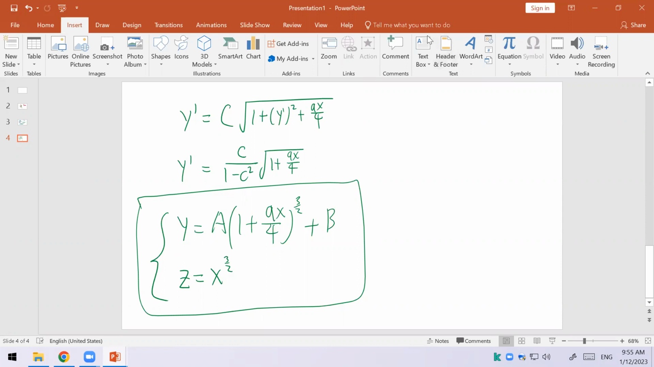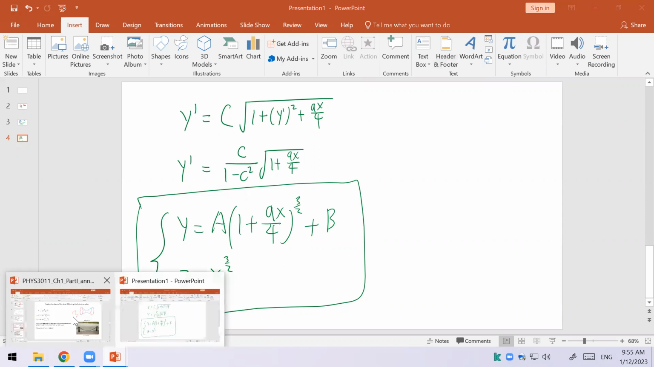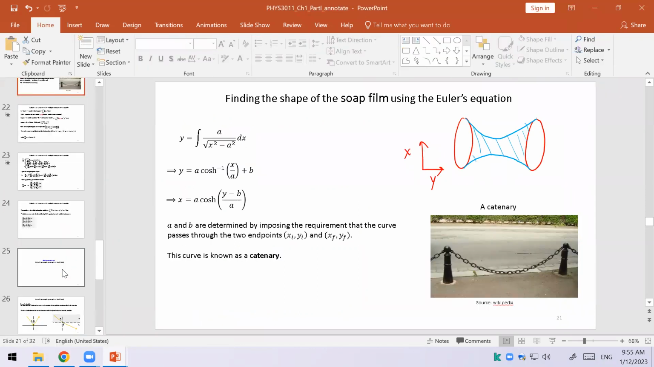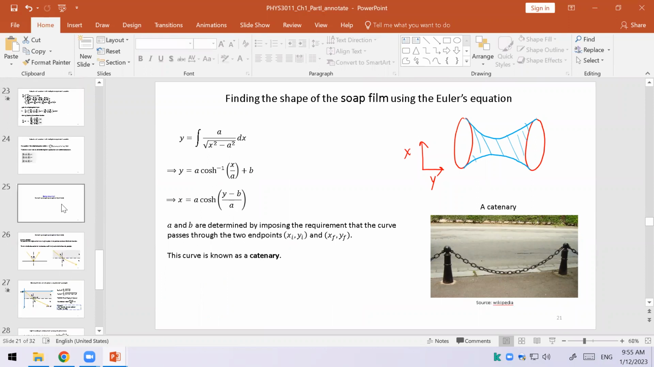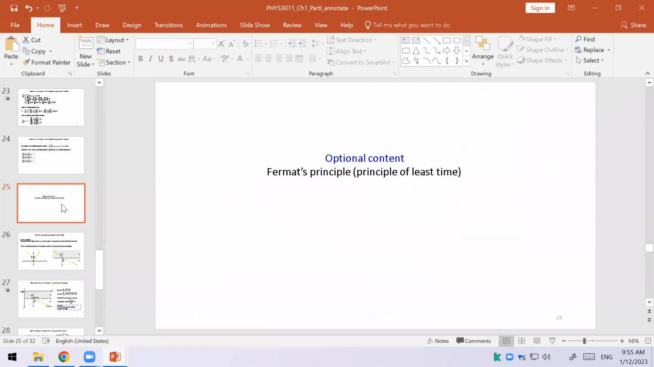Okay, so now let's move on to the next part of chapter 1. Here I want to briefly talk about the so-called Fermat's principle of least time. This is not along the main line of our content, I would say, but I want to mention it because it is interesting.